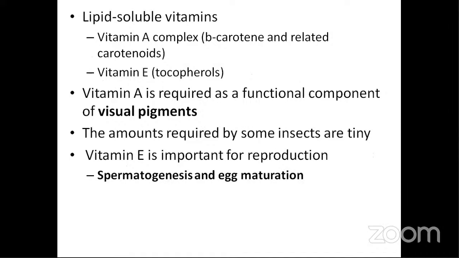And if you see lipid soluble vitamins, vitamin A complexes like beta carotene and some other related carotenoids, and vitamin E tocopherol, also play an important role in insect nutrition. And everyone knows vitamin A is an important functional component for visual pigments in the insect eye. Rhodopsin pigment production will take place with the help of vitamin A only. And vitamin E is also very important in spermatogenesis and egg maturation in insects. In the last class, in reproduction, I told about spermiogenesis, spermatogenesis, all these things.